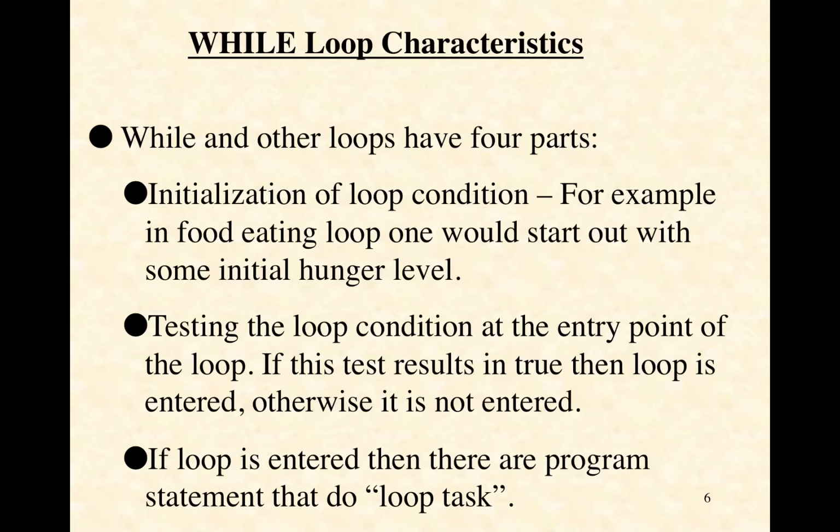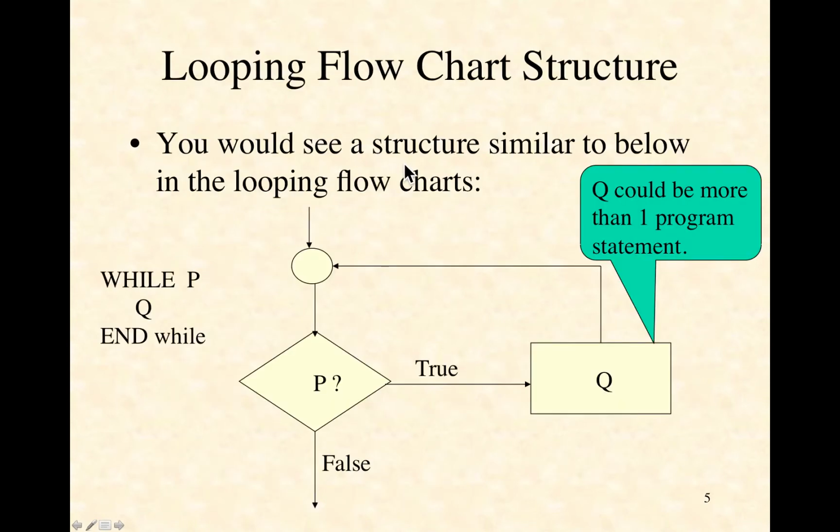Okay, so the while loop and other loops have 4 parts. And while is one of the loops, by the way. The word while is actually in the pseudocode and in the source code. The flowchart just has the diamond structure that we use in if and else. Same diamond structure, except it is in a different kind of environment actually.